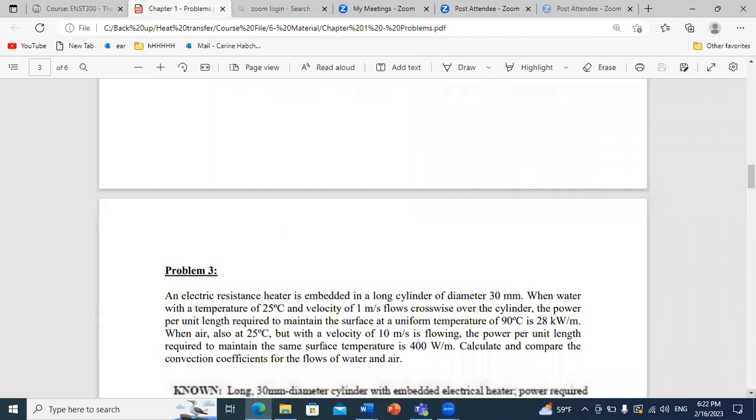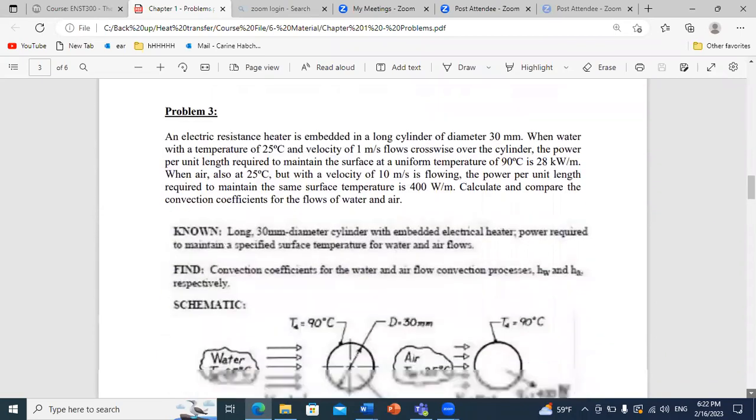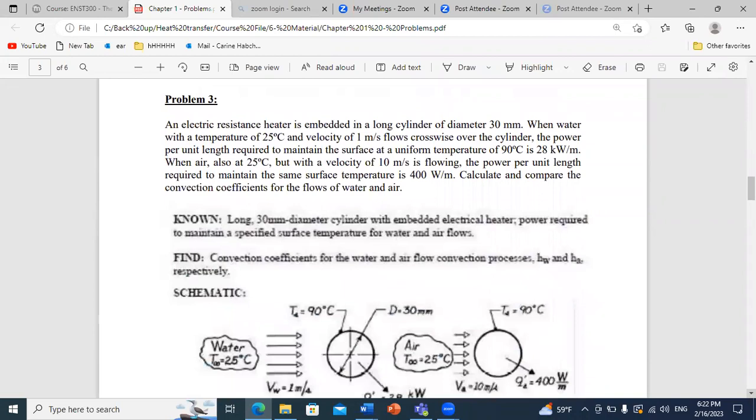Another problem. In this problem, we'll see that we can have different modes of heat transfer, and the energy can go from one form to the other, depending on the given. So here, for example, we have generation of energy because we have an electric resistance heater that is embedded in a long cylinder of diameter 30 millimeter. So we have a source of heat inside the system. In this case, we'll have a generation term.